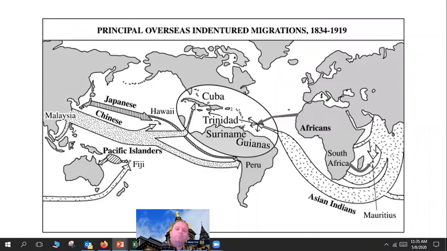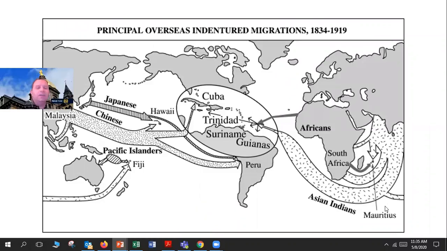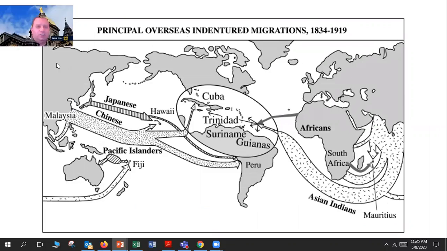This map right here, and I know at least at first glance it seems kind of annoying to read, shows us where these indentured servants were coming from and where they were going. It's no typo, it's no mistake that a lot of these indentured servants are going to places that were previously staffed by slaves.